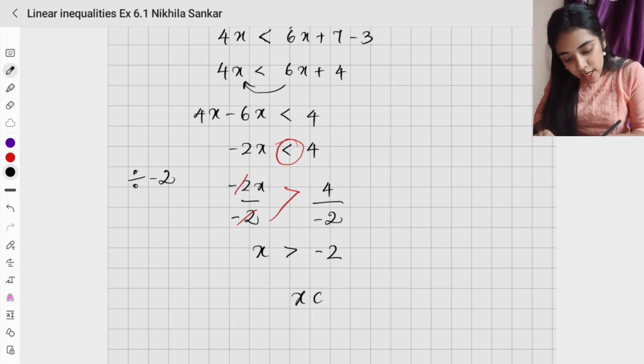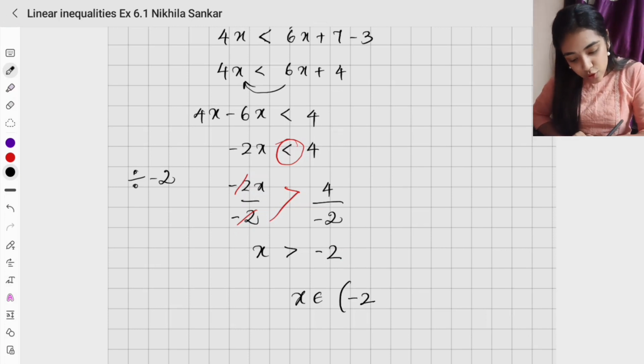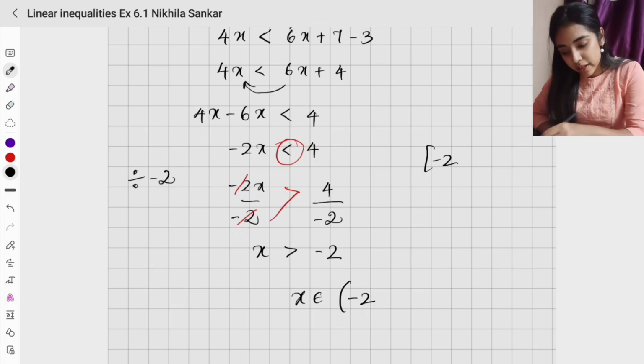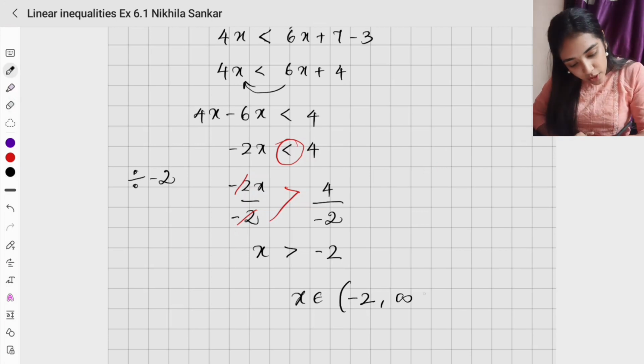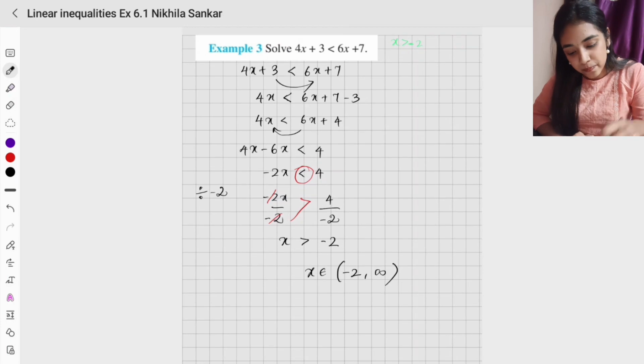So in the range of x belongs to, it does not include the value of minus 2. So circular bracket. If including minus 2, I'll put a square bracket. Okay. Please pay attention. So from minus 2 until positive infinity, it includes all the values. Okay. Please copy.